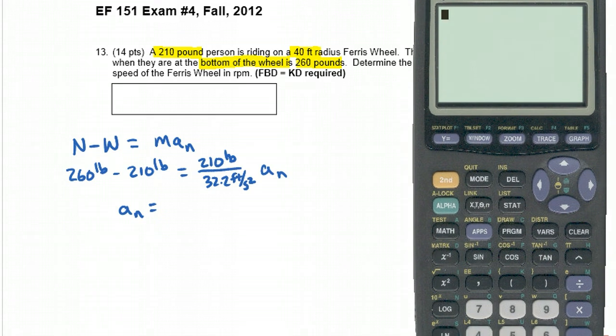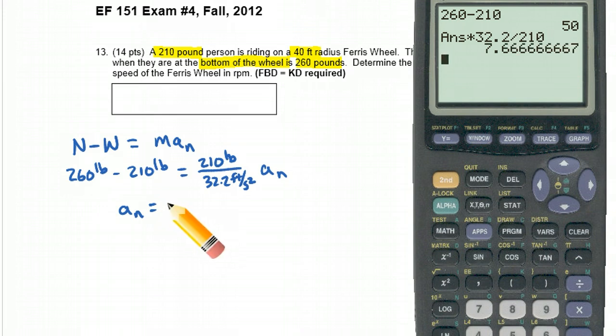So we'll go ahead and do that. 260 minus 210 is 50, times 32.2, divided by 210. That'll be units of feet per second squared, 7.667.